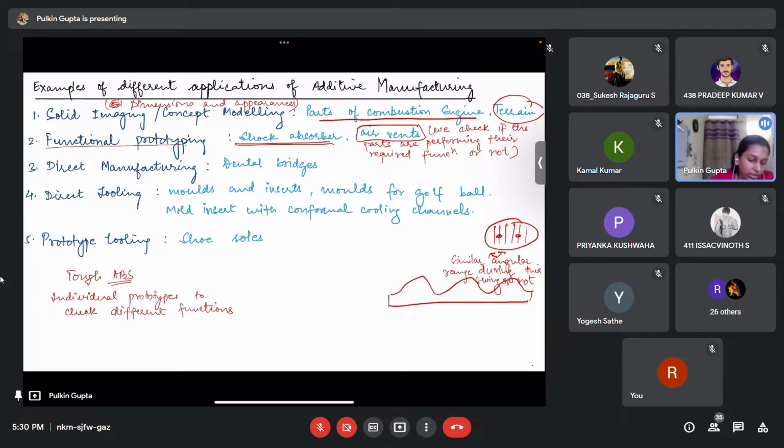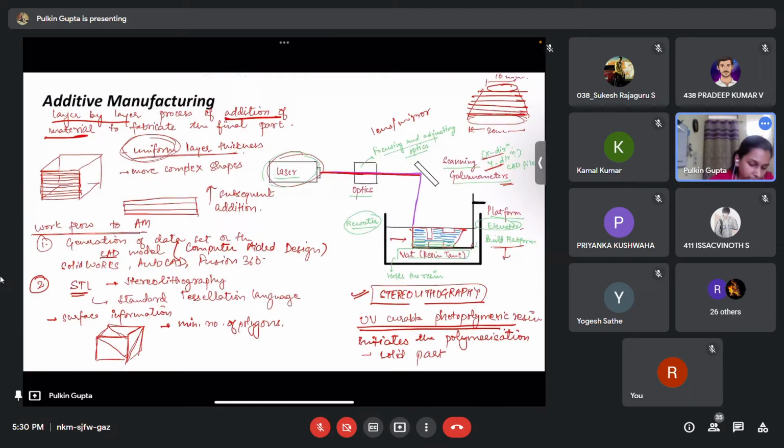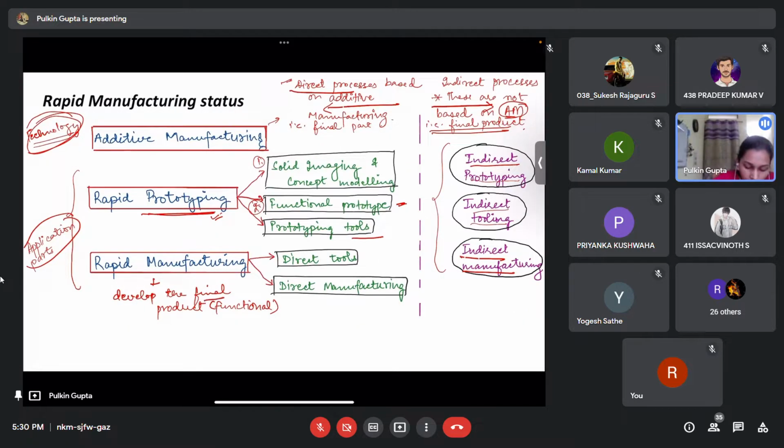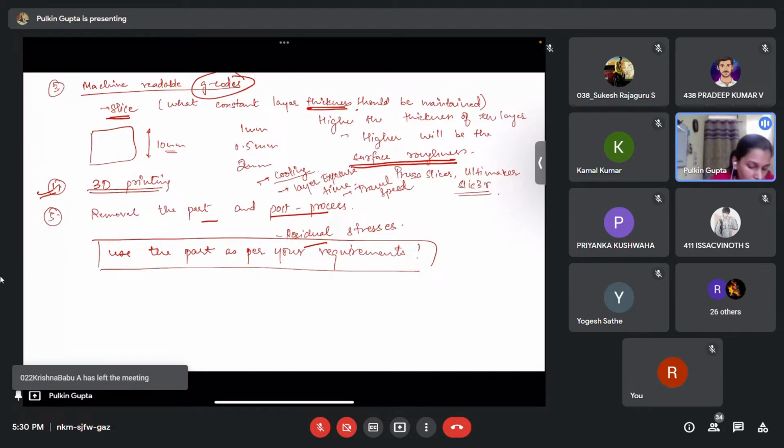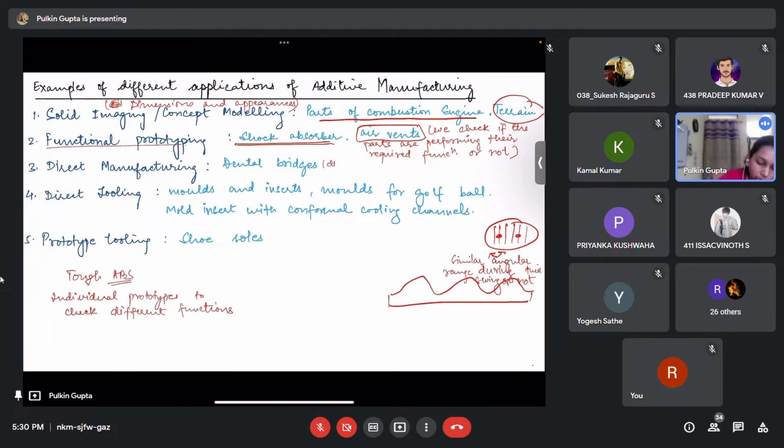Okay, then we have rapid manufacturing as the application part. Once we are done with the prototypes, we now go on to develop final functional parts that are to be deployed to the actual field. We term that as rapid manufacturing. It has two sub applications, that is direct tooling and direct manufacturing. In direct manufacturing, we actually directly manufacture the final part.